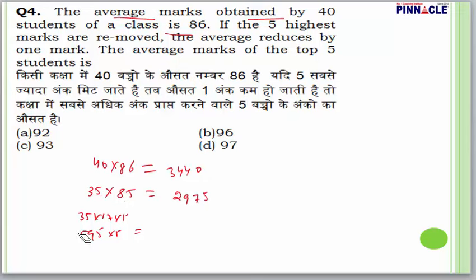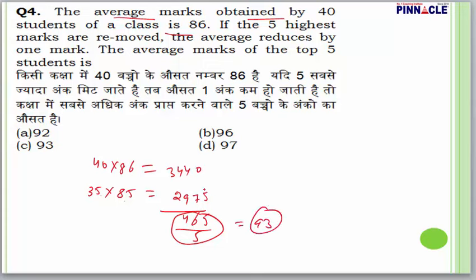is the average. Here 295 is the total and the difference would be 465. This is because of 5 students. The difference here, the gap, is 465 because of 5 students. These are toppers, highest marks students, and that is equal to 93. So the average marks of the top 5 students is 93. Answer is C.